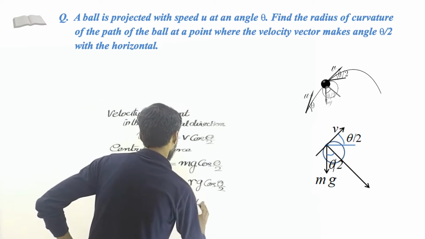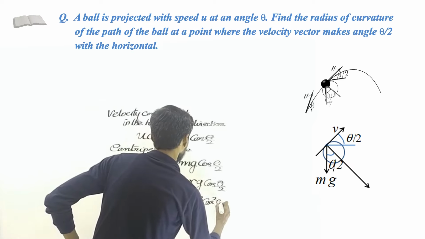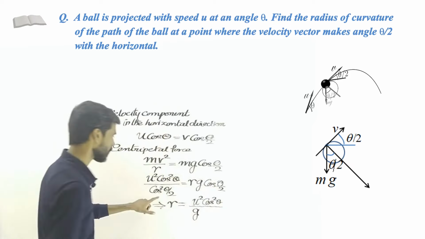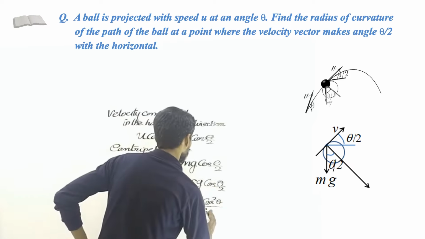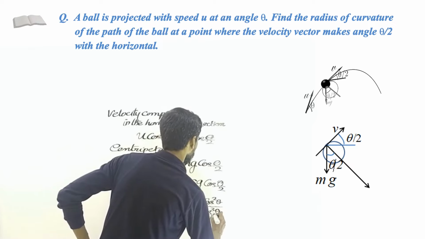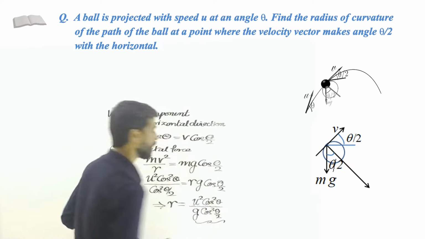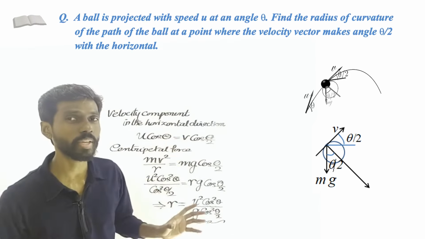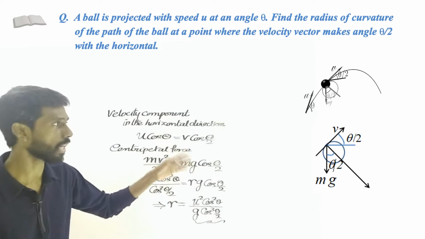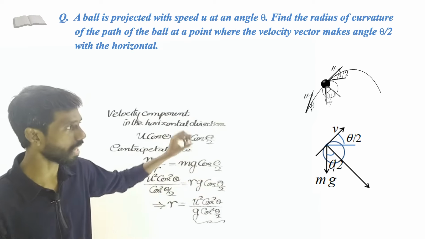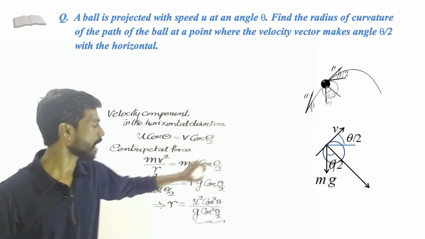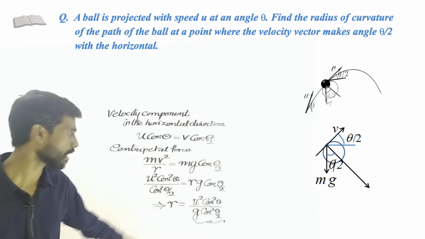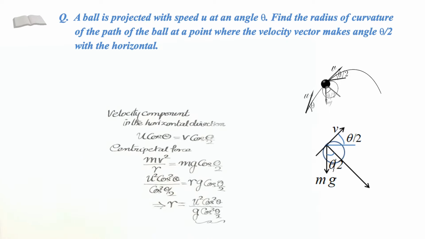So this is u square cos square theta divided by g, and cos square theta by 2, again we have cos theta by 2, so that means we have cos cube theta by 2. So that's it. That is the required r, which is the radius of that circle, called the radius of curvature. The radius of curvature may be different at different points. We are finding the radius of curvature at that particular point. So it is u square cos square theta divided by g cos cube theta by 2.